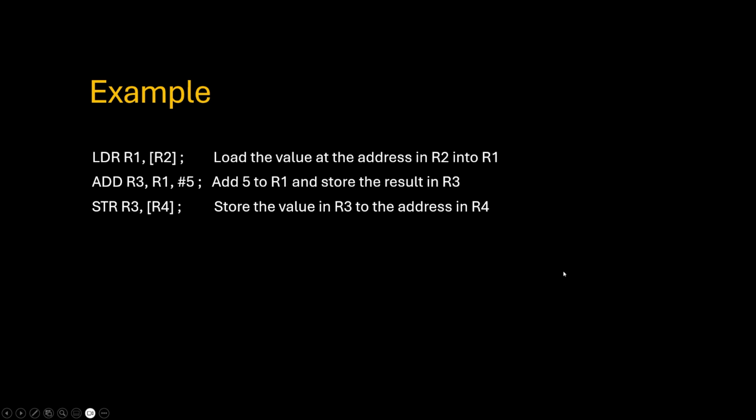For example, the first line loads the value at the address in R2 into R1. The second line adds 5 to R1 and stores the result in R3. And the third line stores the value in R3 to the address in R4.